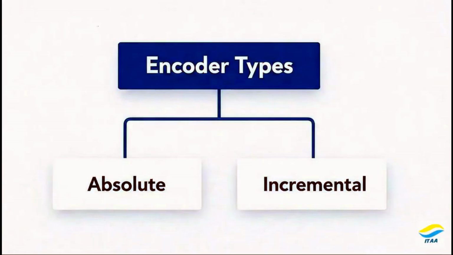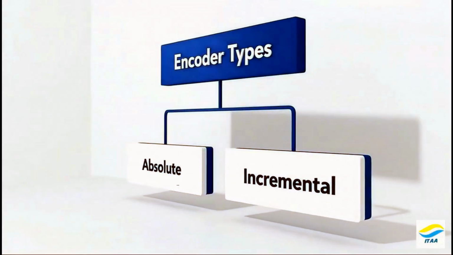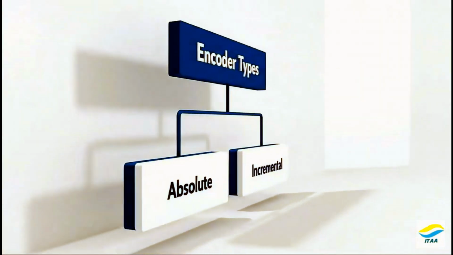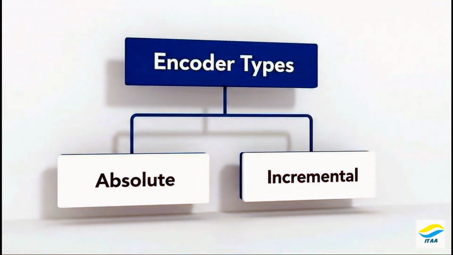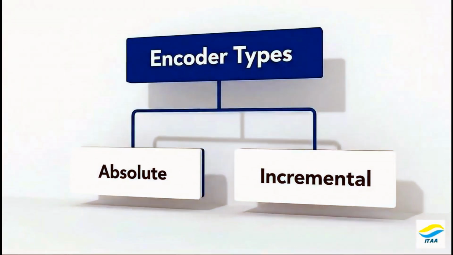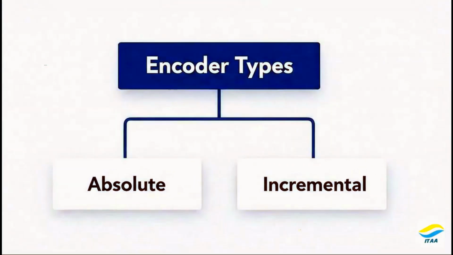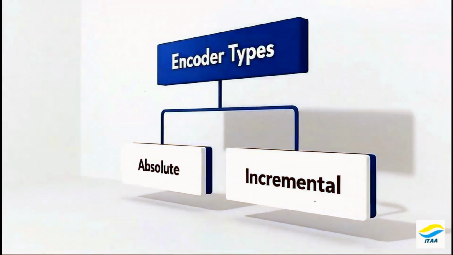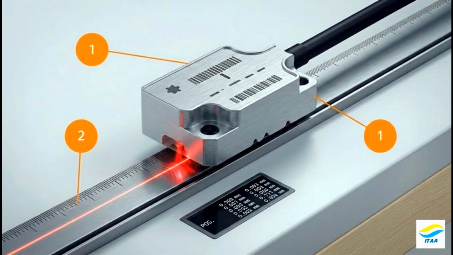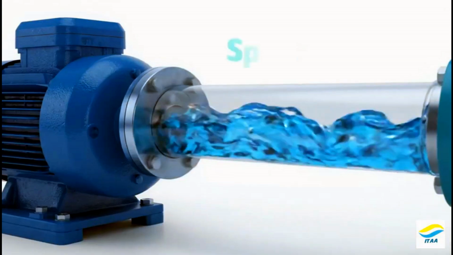There are two main types of encoder: incremental and absolute. We will definitely talk about that shortly. Before we talk about the difference between incremental and absolute encoders, let's focus first on industrial applications of an encoder. Let's say you are running a pump with a motor.